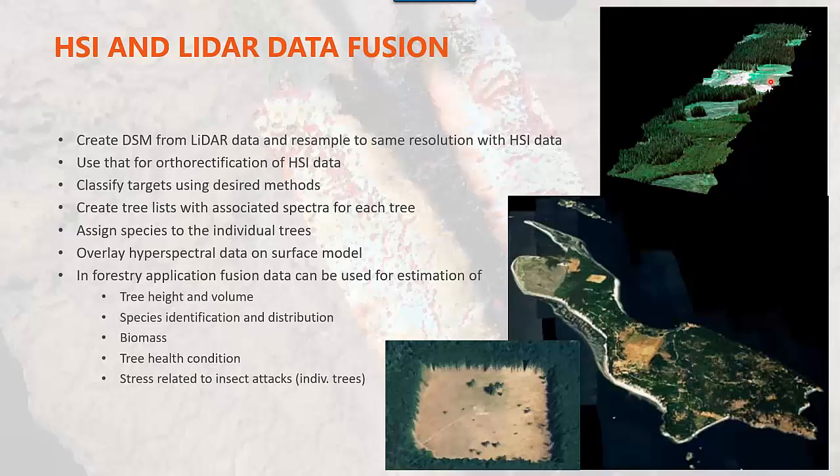In forestry application fusion data, you can use that, for example, for estimation of tree height and volume, species identification, distribution, biomass, tree health conditions, and then, for example, stress related to insect attacks on an individual tree level, which is a very important application for some specific areas.